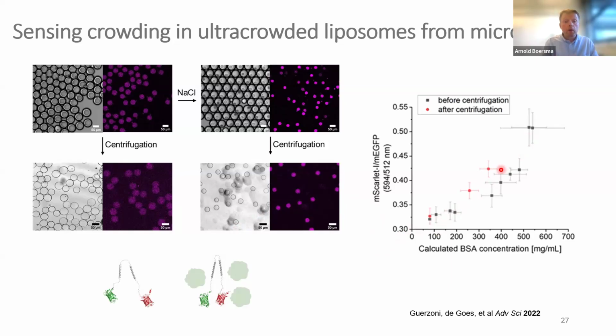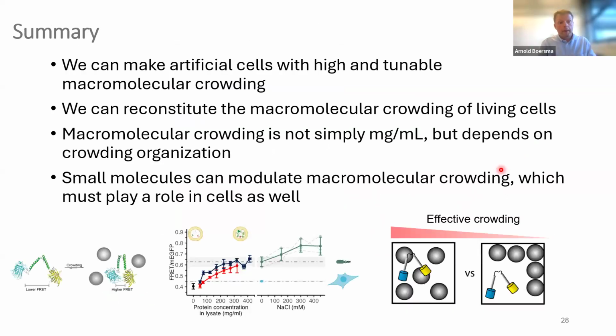So to summarize, I've shown you that we can make artificial cells in different ways, water phase transfer, but also microfluidics. We can get very high and tunable macromolecular crowding, especially with microfluidics. But with liposomes, we can reconstitute the macromolecular crowding as we find in living cells with lysates. We have not yet tried this with the microfluidic system.